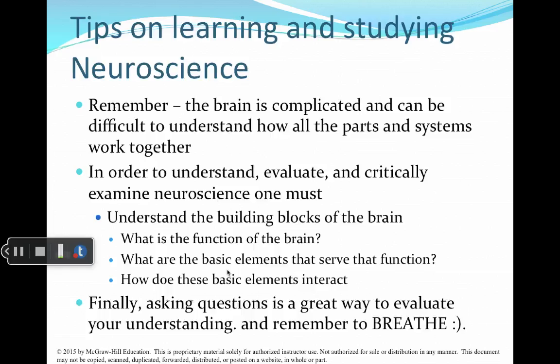and nurture perspective. When you're learning about the brain, and I've done this in many different capacities as a research assistant, graduate student, undergraduate student, it's important to recognize that the brain is complex and it can be difficult to understand how the parts and systems work together. But in order to really understand and critically examine neuroscience, it's really important to think about what the building blocks are. And that consists of answering the question of what's the function of the brain, what are the basic elements that serve that function, and how do these basic elements interact.